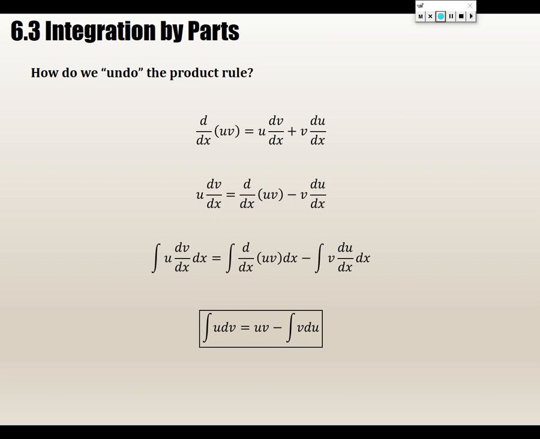What happened here? What's the integral of the derivative? If we're integrating with respect to x, the derivative with respect to x of uv, we just get uv, right? Well, the plus c is swallowed up in these integrals here too, so we're okay.